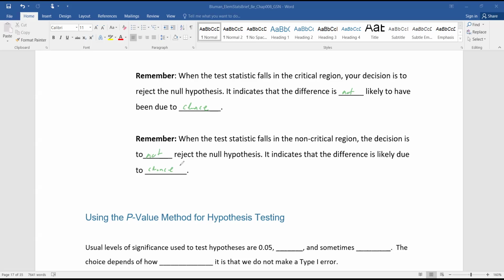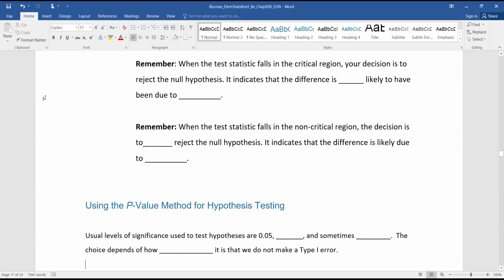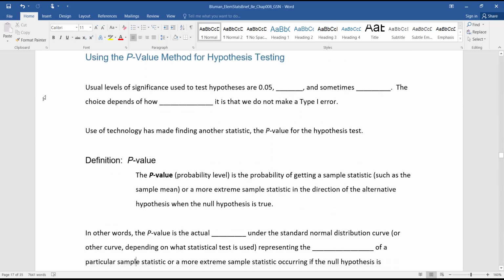All right. Now we're going to talk about how to use the p-value method for hypothesis testing. Usual levels of significance used to test hypotheses, again, remember, are 0.05, 0.01, and sometimes 0.10. Very rarely do they want a 10% probability of being wrong. The choice, again, depends on how important it is that we do not make a type 1 error.